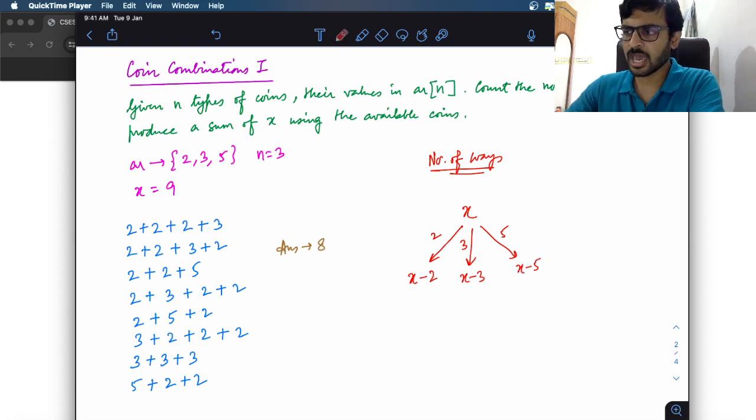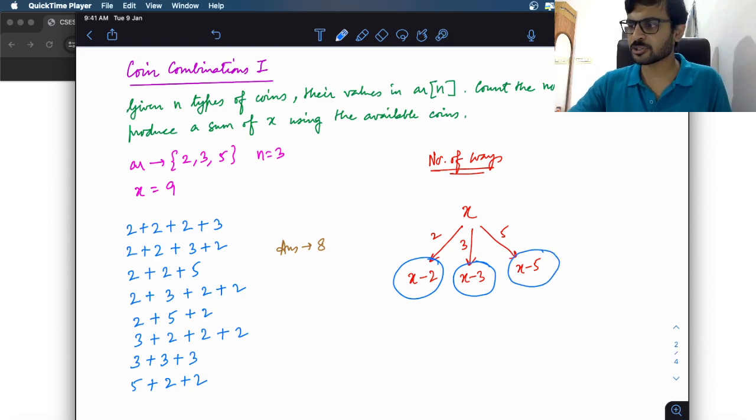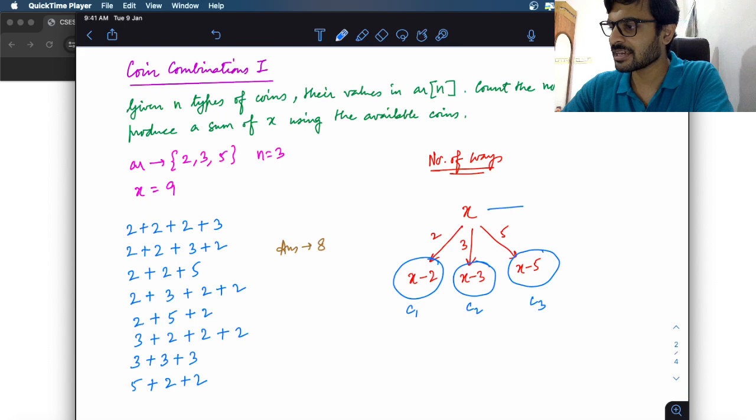And you're basically saying, hey, how you're forming x minus 2, I don't care. I'll count each of them as a way. So whether I'm taking 2 or 3 or 5 doesn't influence how I'm going to form this sum, which means form those sums in their own way. X minus 2, let's say, you can form in C1 ways. X minus 3 you can form in C2 ways. X minus 5 you can form in C3 ways. Then you can form X in how many ways? C1 plus C2 plus C3.